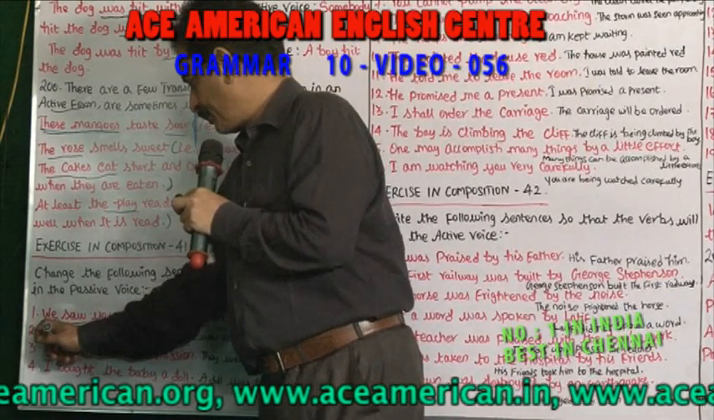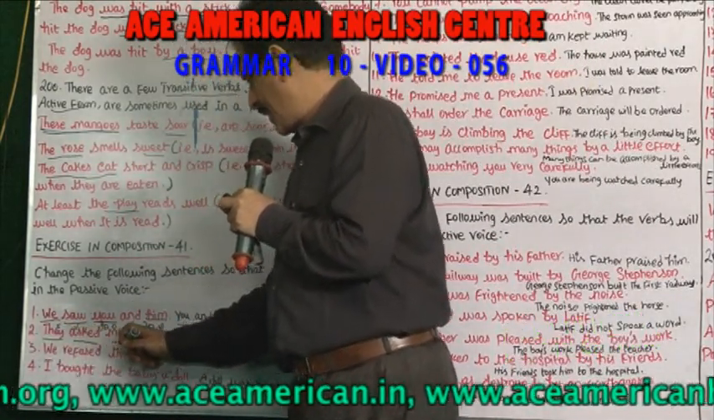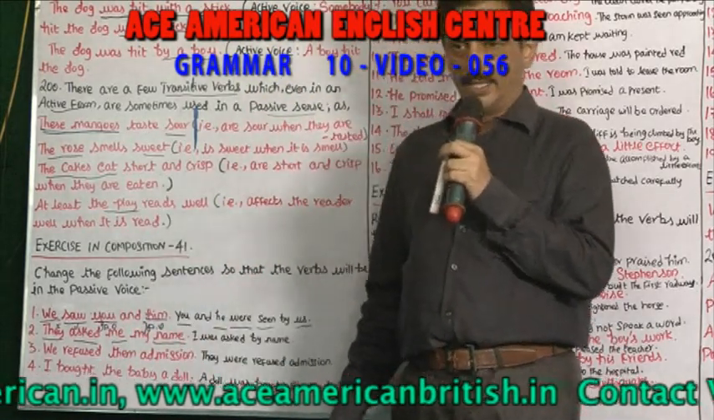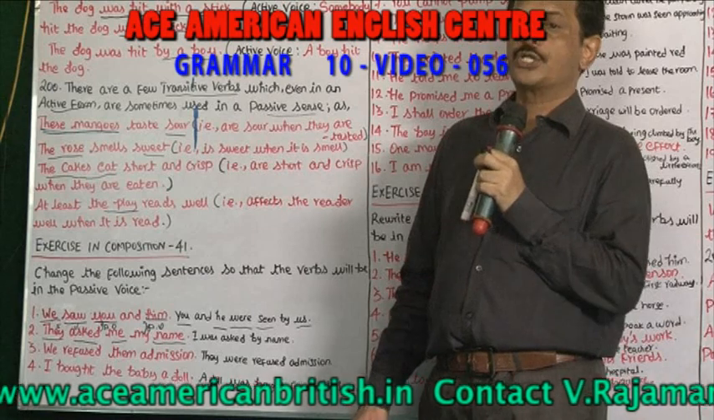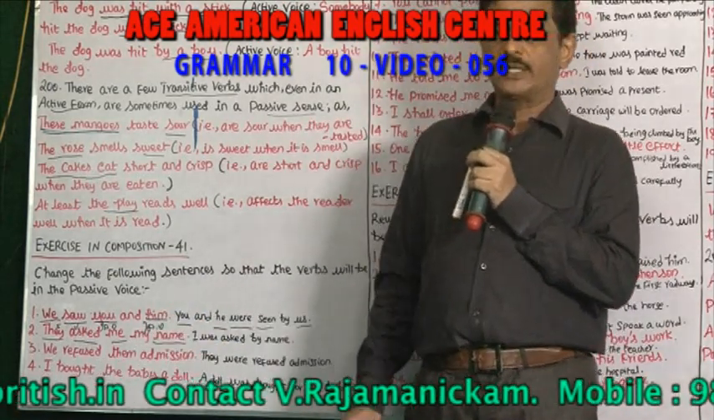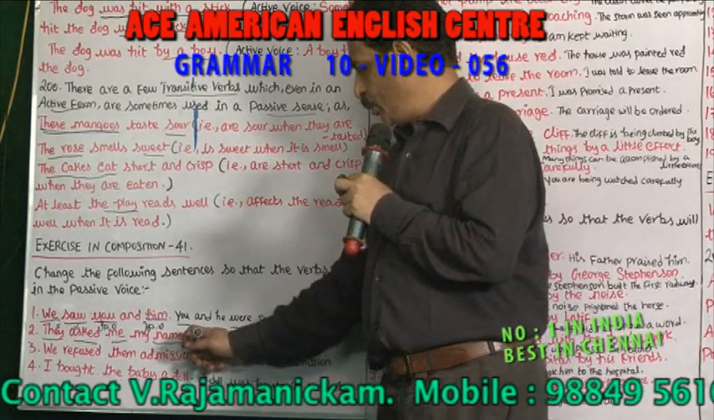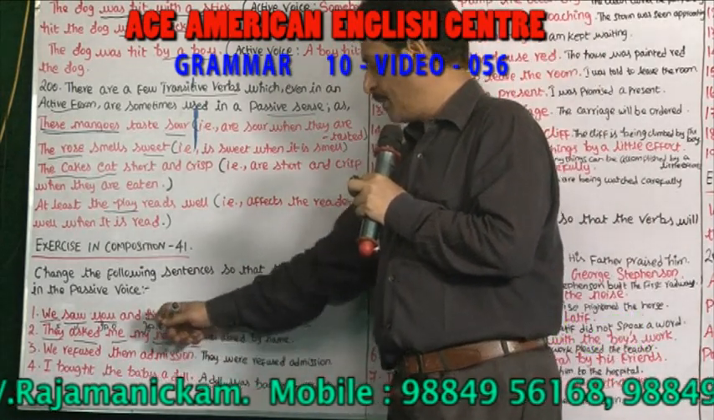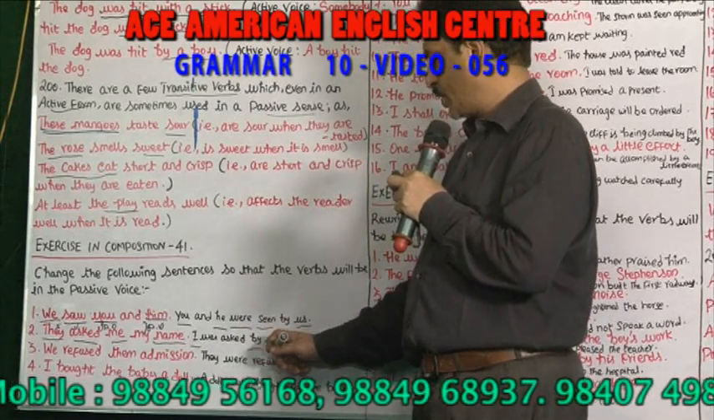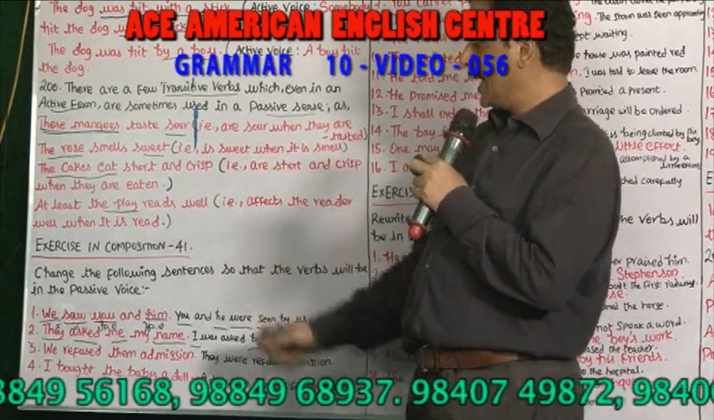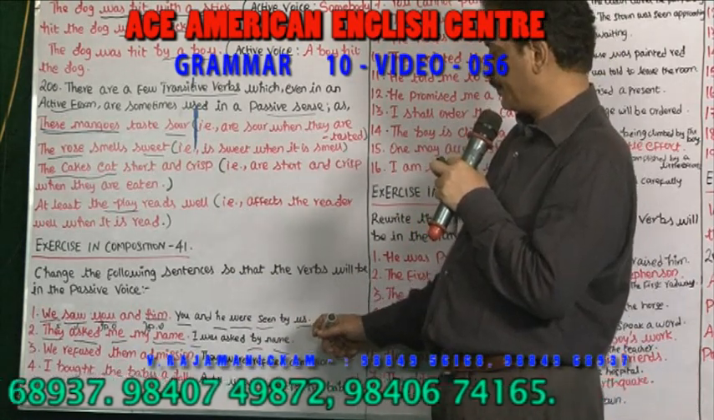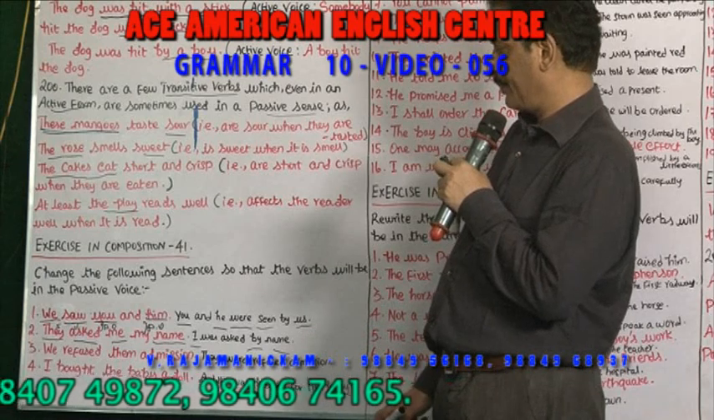Second sentence. They asked me and my name. They asked two things. What? Me, who am I? And what is my name? They asked me and my name. So what is the passive voice? I was asked my name. I was asked my name by them.